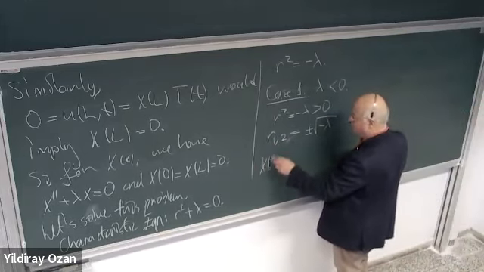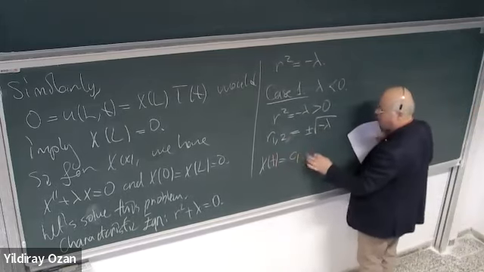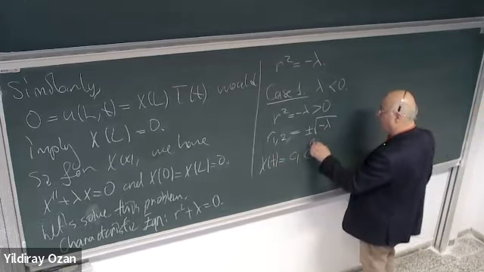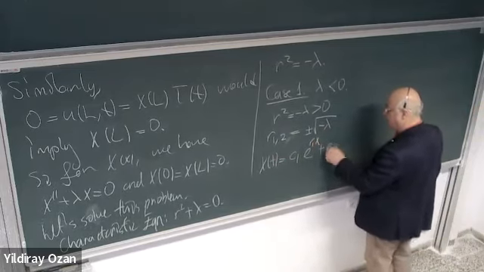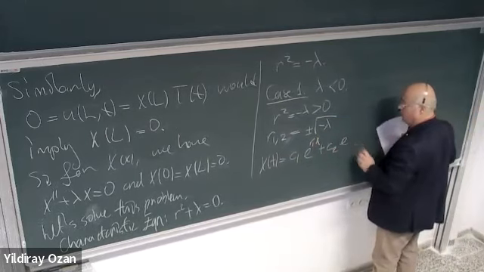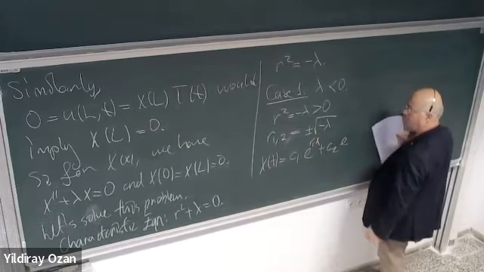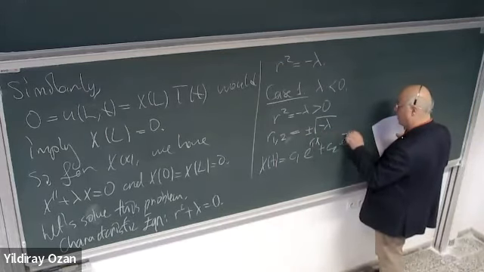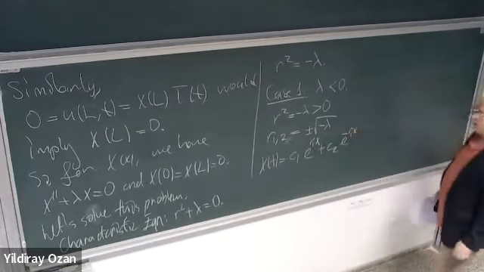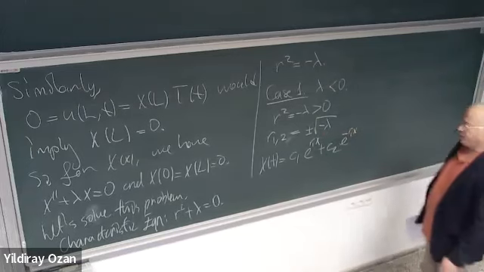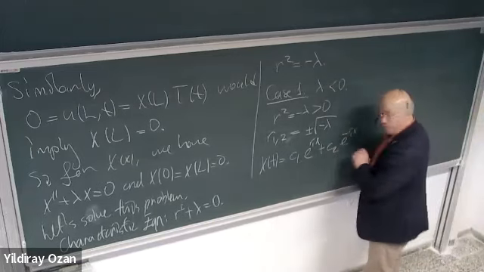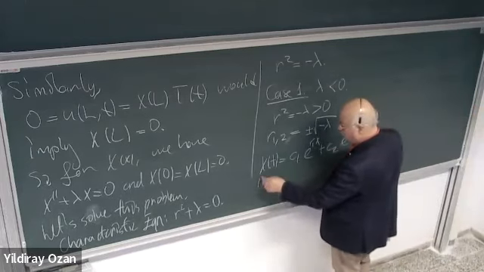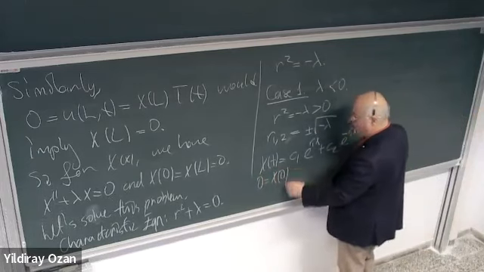Therefore, x of x is just c1 times e to the power r1 x plus c2 e to the power r2 x, but r2 is just minus r1, right? All right. Now, let's try to find c1 and c2. Well, we use boundary conditions.